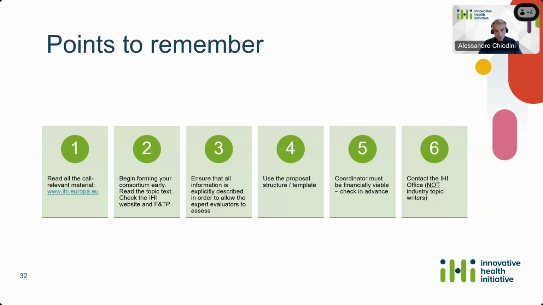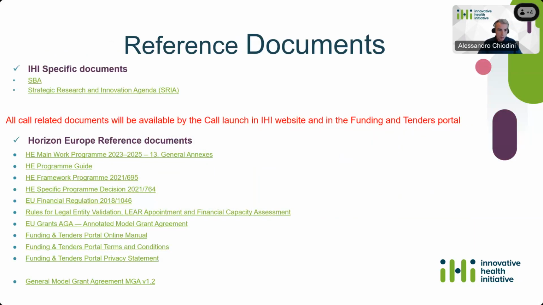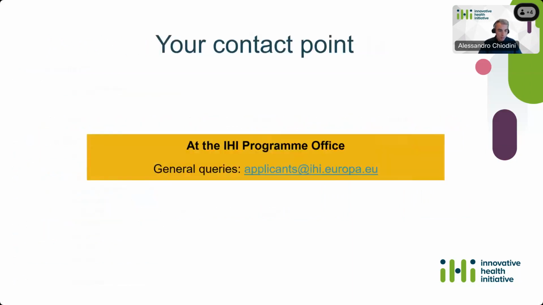And then again, the coordinator must be financially viable, but this is something more applicable to the second stage. And do not contact the industry consortium. If you have any other question, you need to contact us. And then finally, there is one slide. So here we summarize most of the information, links to documents that you are going to use, especially the strategic research agenda and others which are mainly related to the Horizon Europe Framework Program. And then again, if you have any query, please contact us through the applicant mailbox or through the States Representatives Group, the SRG, and you find the names on the IHI website.